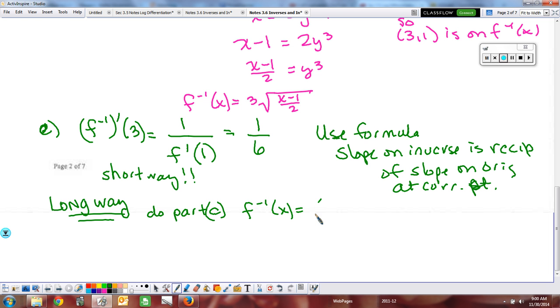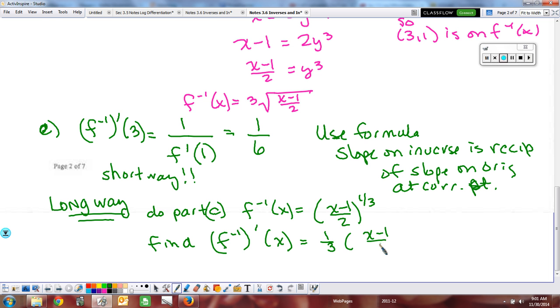And I'm also going to rewrite it, because the next part of this, after I've done all this work, is that I now need to find the derivative of the inverse function. So I need to find f inverse prime of x. So let's go ahead and do that. Let's use our power rule and chain rule. 1/3 times ((x minus 1) over 2) to the power of negative 2/3, times the derivative of this.